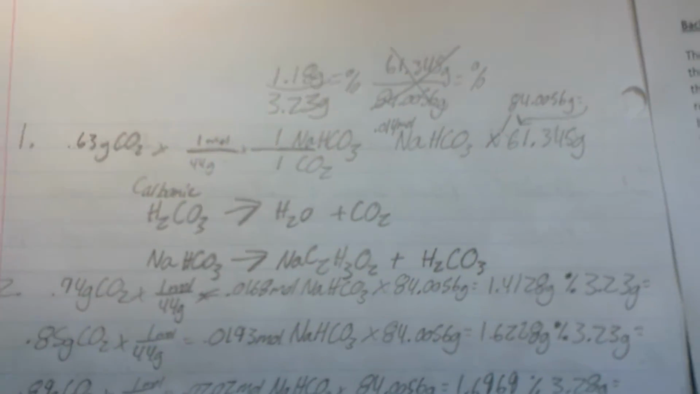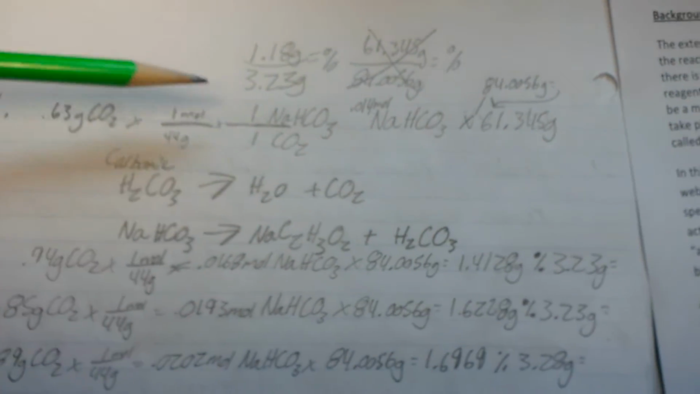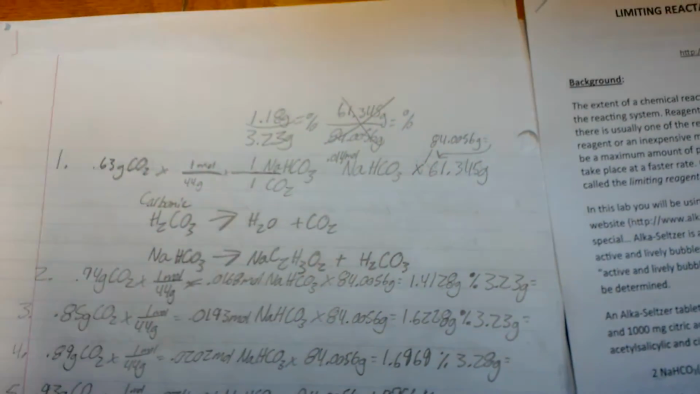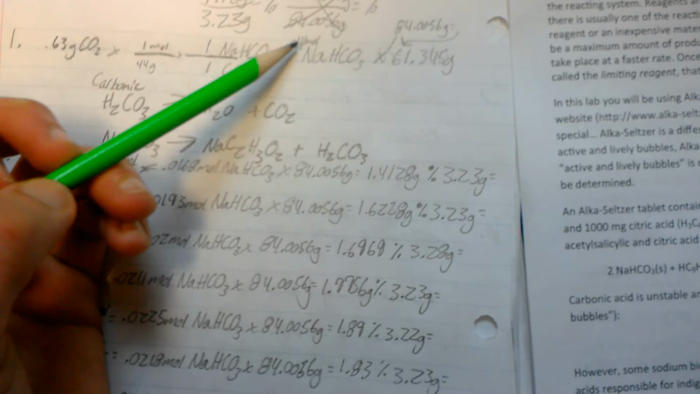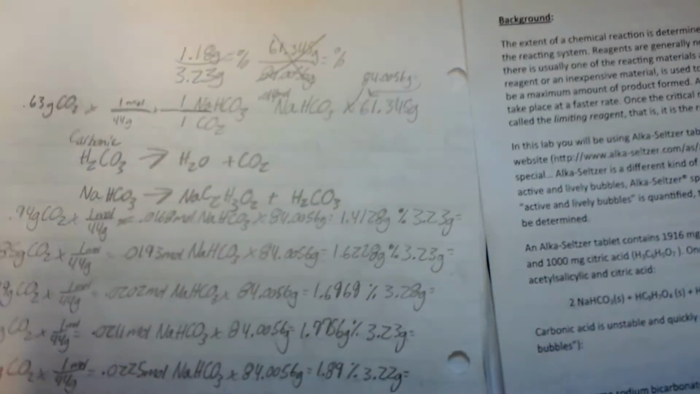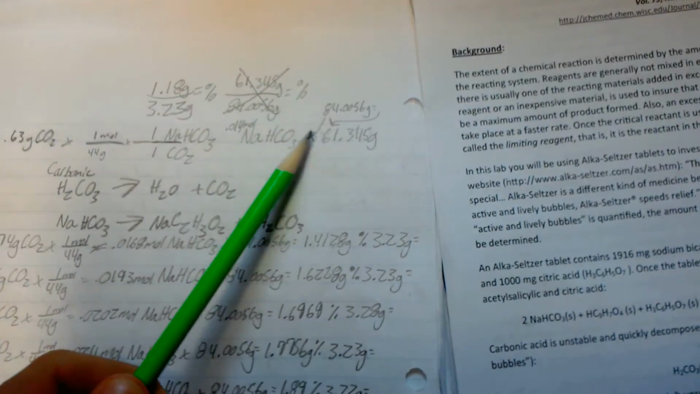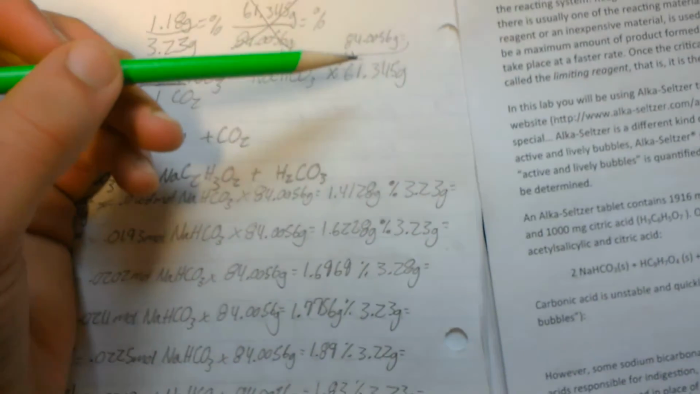Alright, now looking back at the trial here, we divide by 44 grams, which is roughly CO2's molar mass, like I said, and then find the molar ratio, which will eventually get you the moles of NaHCO3, which turned out to be 0.014. And then you just find the amount of grams from there by multiplying by NaHCO3's molar mass, which is 84.0056 grams.